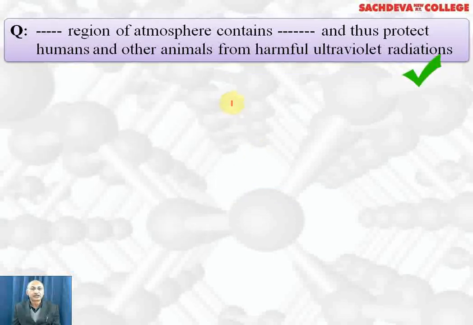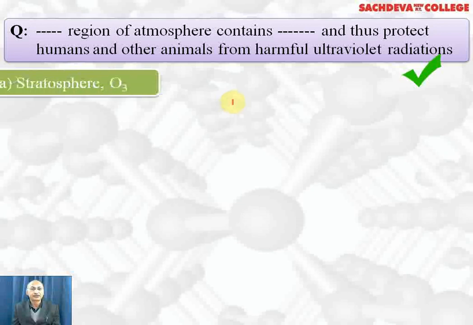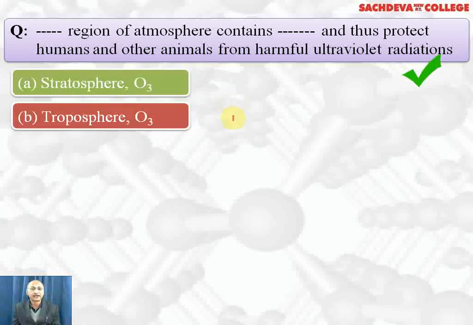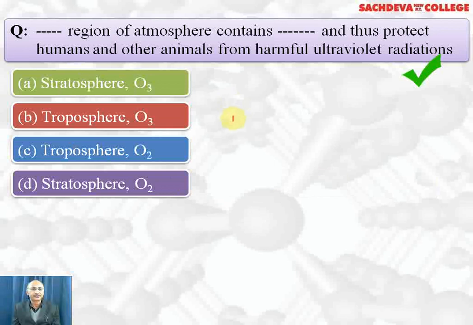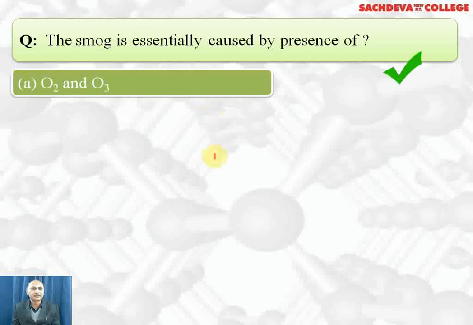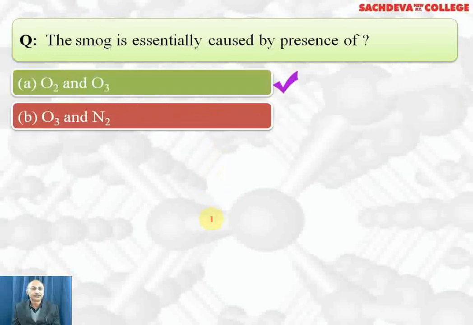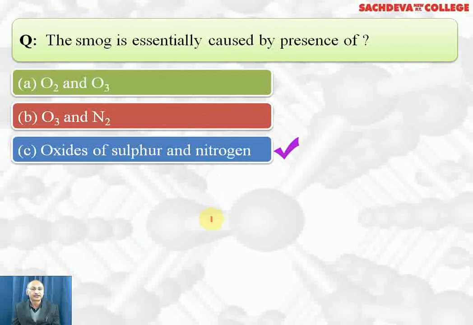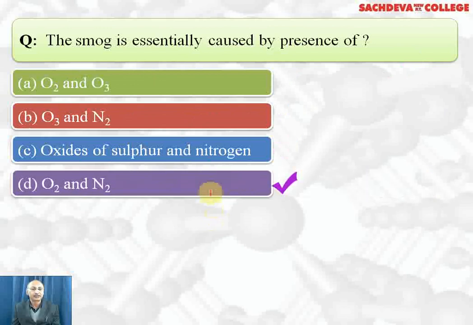Dash region of atmosphere contains dash, thus protects humans and other animals from harmful effects of ultraviolet radiations. Correct answer is stratosphere, which contains ozone. The smog is essentially caused by the presence of O2 and O3, O3 and N2, oxides of sulfur and nitrogen, O2 and N2. Correct answer is oxides of sulfur and nitrogen cause smog.